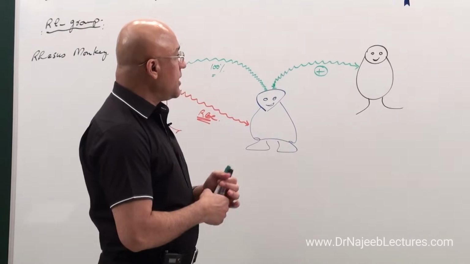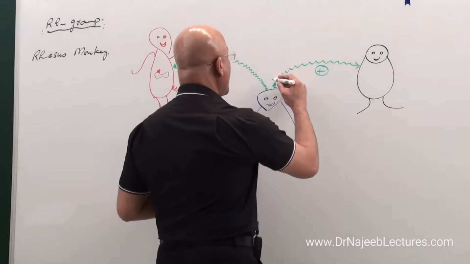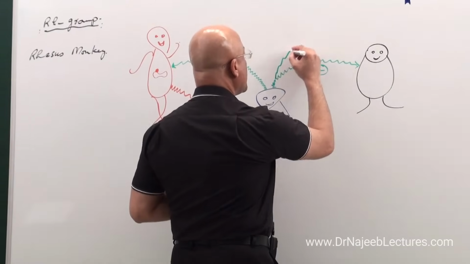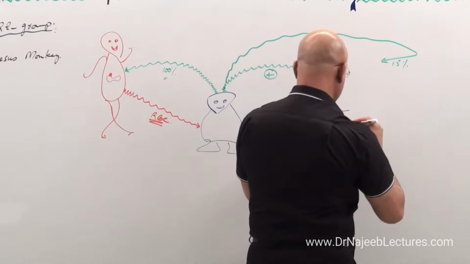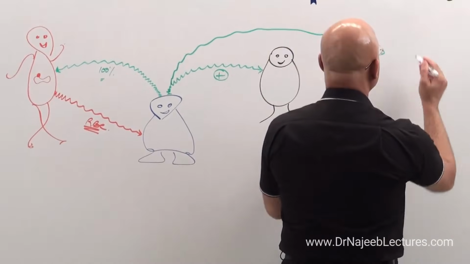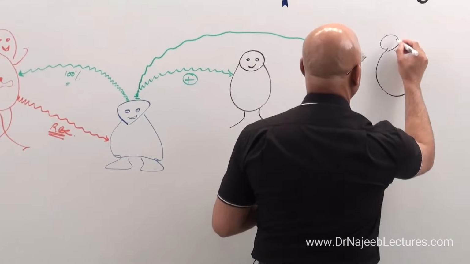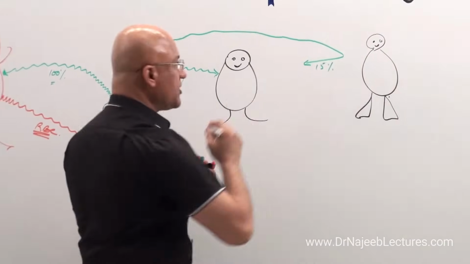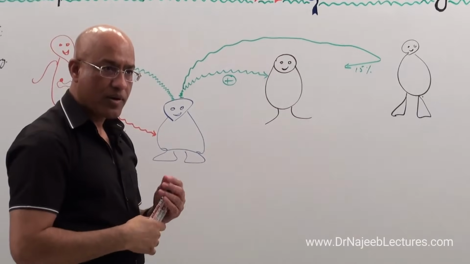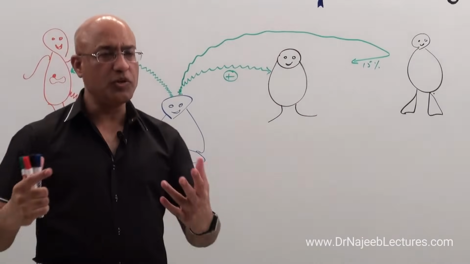But in about 15% of the population, red blood cells did not react with this antisera. Is that right? Now, what does it mean?